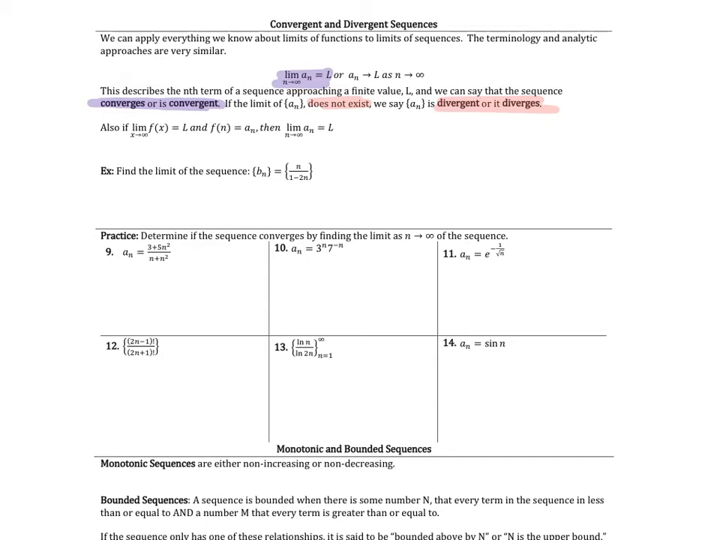So let's look at this example. Find the limit of the sequence b of n, which is n over 1 minus 2n. So we're going to take the limit as n approaches infinity of n over 1 minus 2n. And just using basic rules of limits, I have a polynomial over a polynomial. So I can just divide the coefficients in front of the leading term, or the leading coefficients. That's going to give me negative 1/2. So this sequence converges because the limit exists.